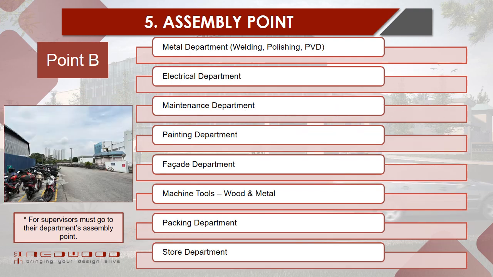Assembly Point B is designated for 1. Metal department including welding, polishing, and PVD. 2. Electrical department. 3. Maintenance department. 4. Painting department. 5. Facade department. 6. Machinery department, wood and metal. 7. Packing department. 8. Store department. All supervisors must report to their respective department assembly points.